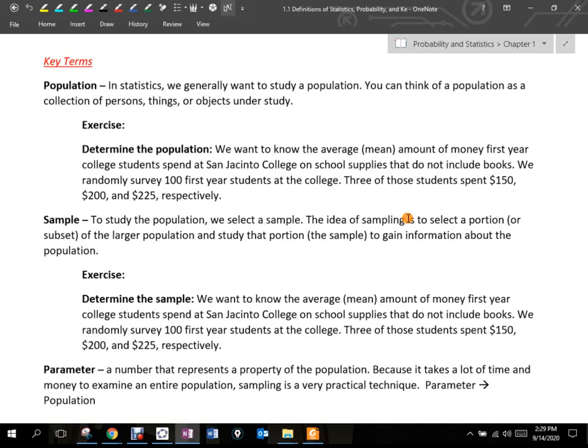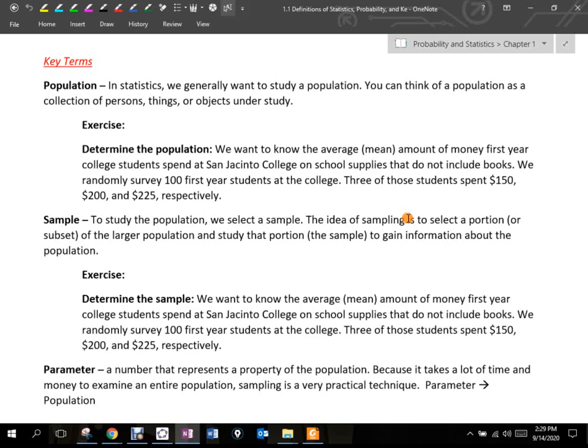So if you look up there, it says you can think of a population as a collection of persons, things, or objects under study. I've jumped down. I'm going to skip that exercise. We'll come back to it in a minute. And we look at the sample. It says sample is used to study the population.